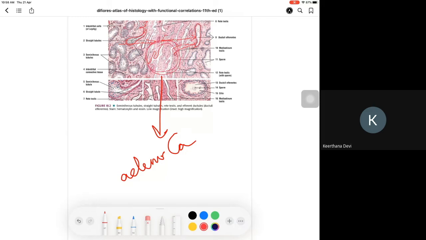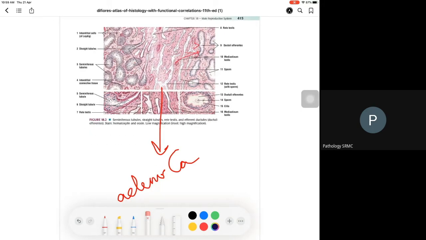Sometimes, if you see a germ cell tumor, it can have germ cell intratubular neoplasia, and this intratubular germ cell neoplasia may extend into the rete testis. Another important thing is that adenocarcinomas can arise from rete testis.